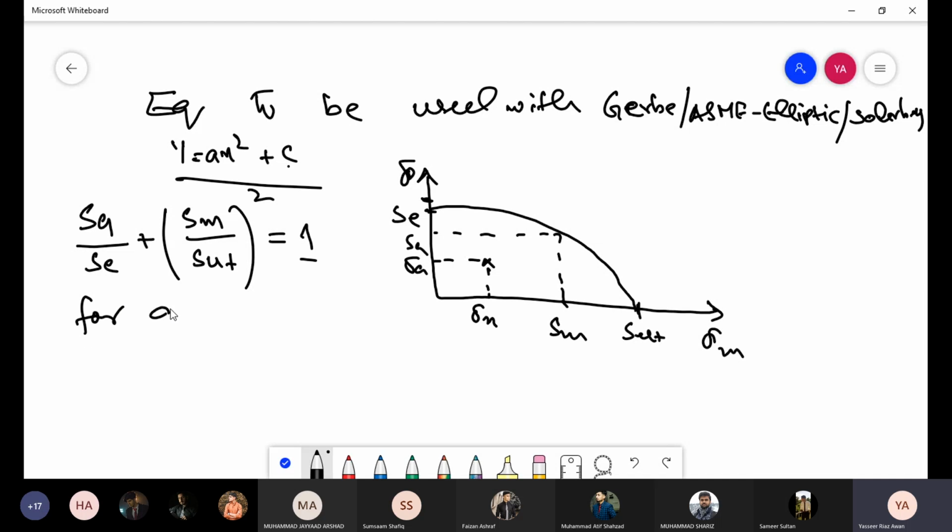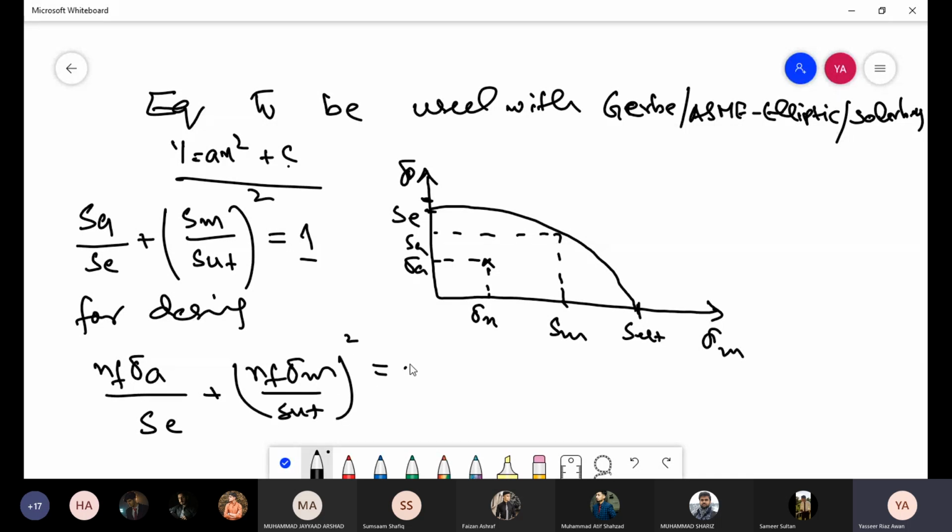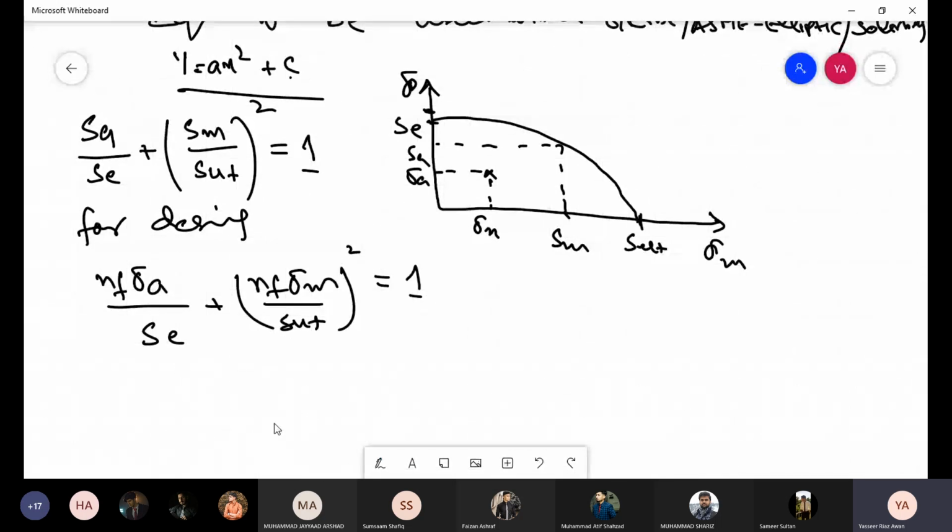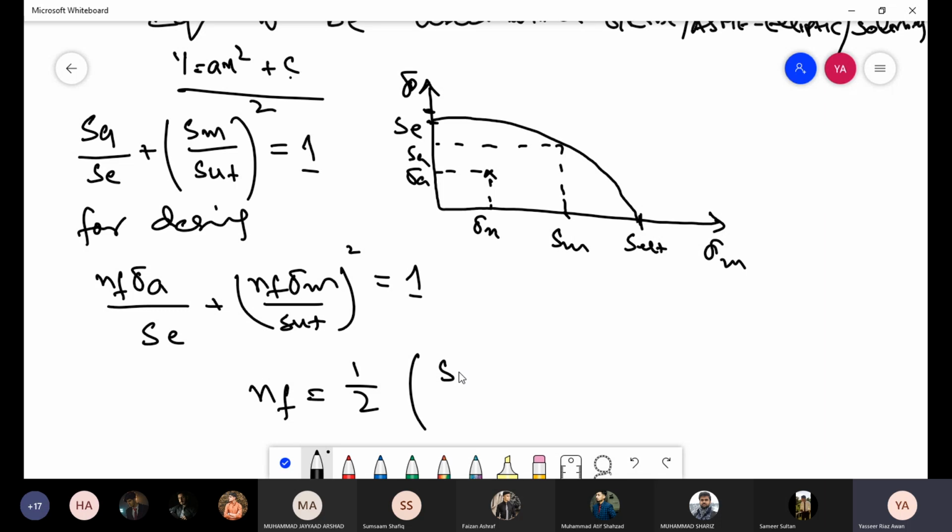And for design, obviously we use some fatigue safety factor NF. So we replace SA with NF times sigma A, and SM with NF times sigma M, so the equation is equal to 1. Now taking NF out would need some mathematical manipulation, but if you do that, you get this equation.